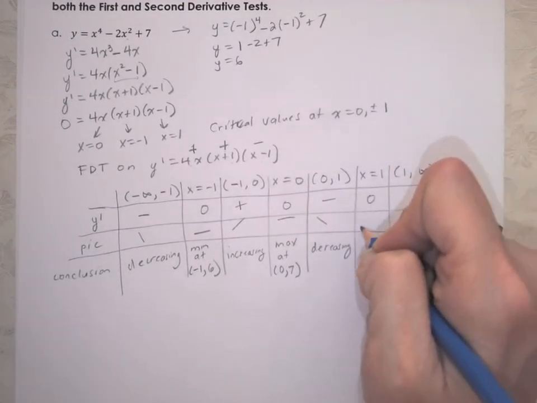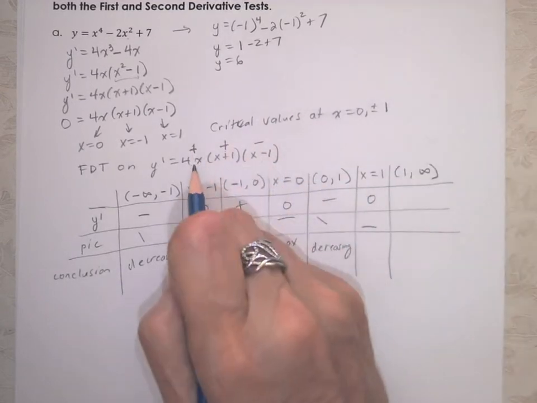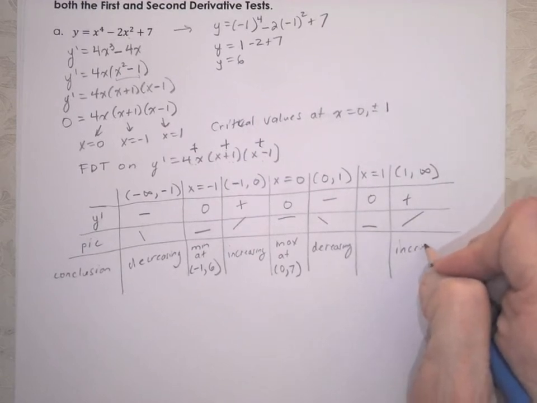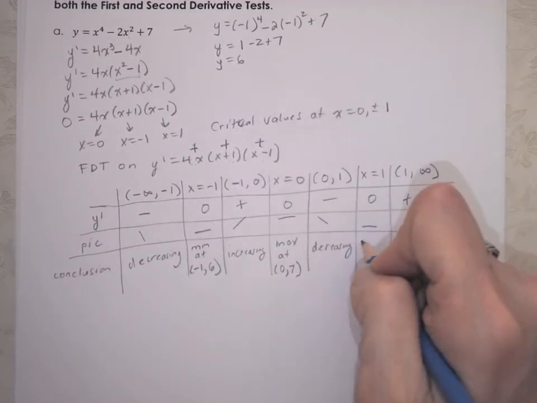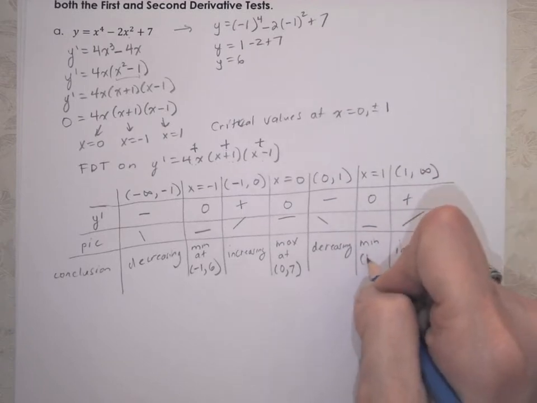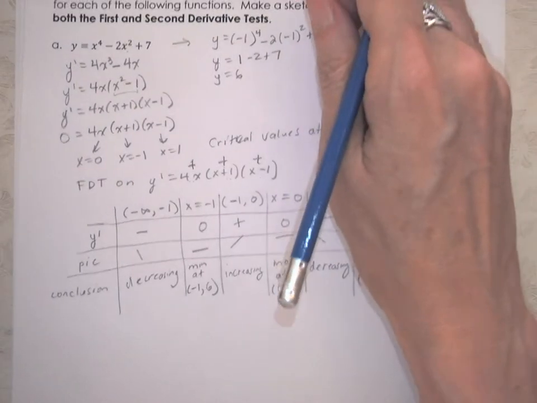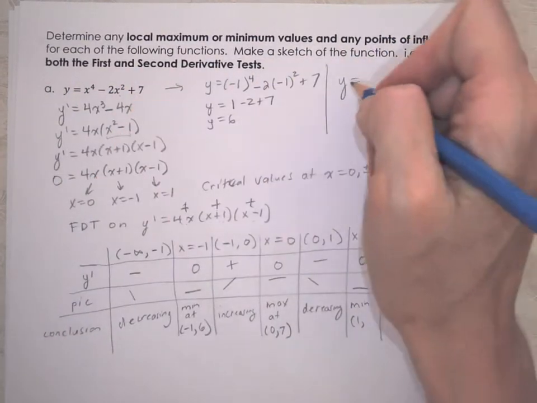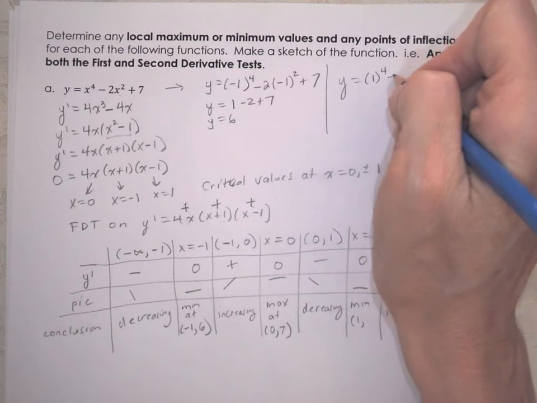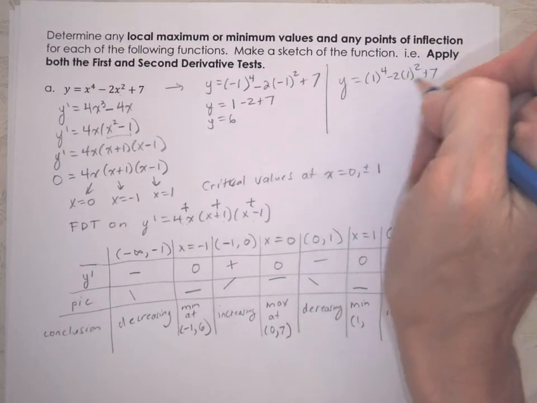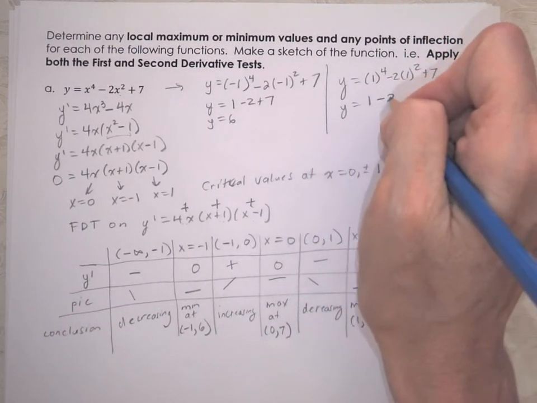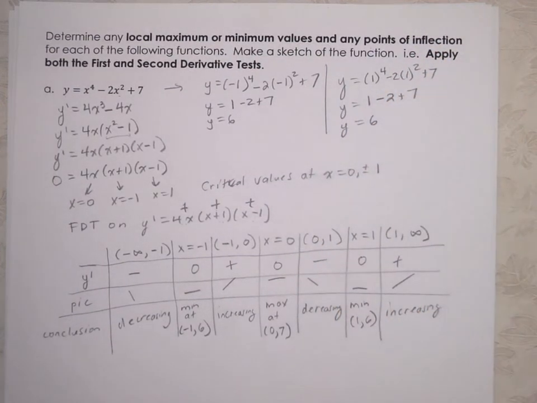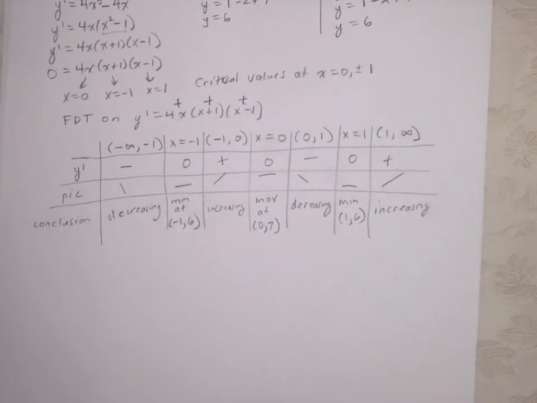At x equals 1, the interval 1 to infinity, take a number like 2. Positive, positive, all positive. So we'd be increasing, which means this would be a local min again, this time at 1. If we sub 1 in, we're going to get the same again because we're putting them to an even power. So 1 minus 2 plus 7 is again 6. So there's our first derivative test done.